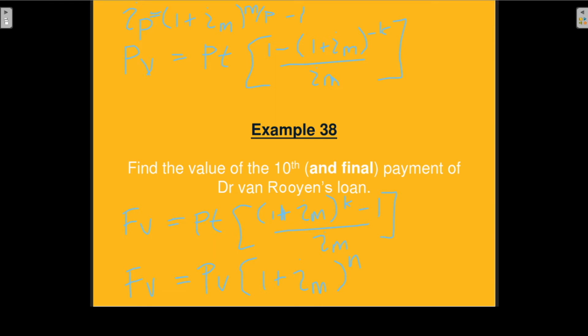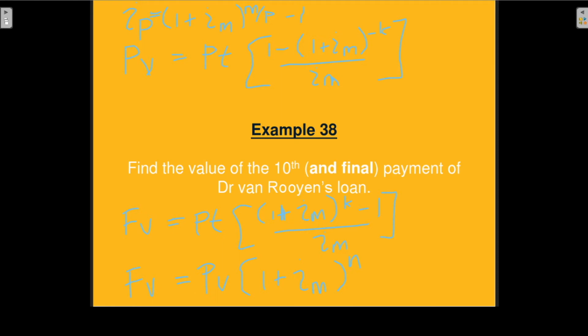Okay, so we have four formulas here. The first one is to find the equivalent effective interest rate. The second one is to find the present value of an annuity. The third one is to find the future value of an annuity. And the last one on this slide is the future value for compound interest.